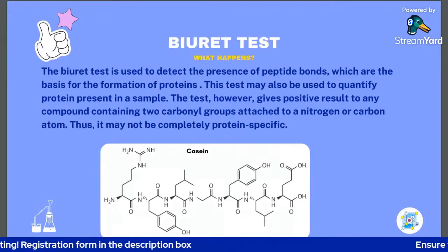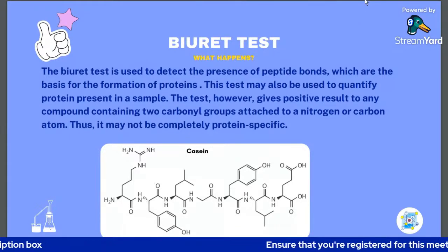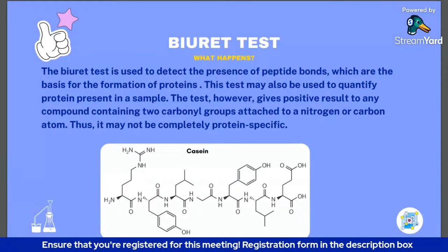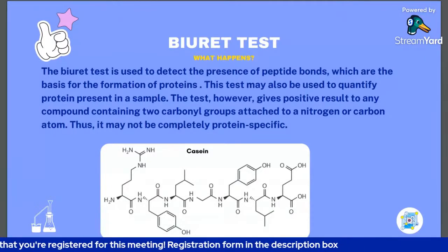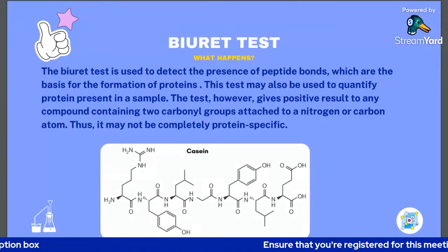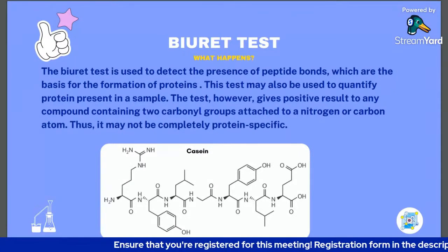All right, so before we move on to the Biuret test, which is for proteins, we are going to carry out the reducing and non-reducing sugar tests. And while we add them to the heat bath, then we can carry out the Biuret test.